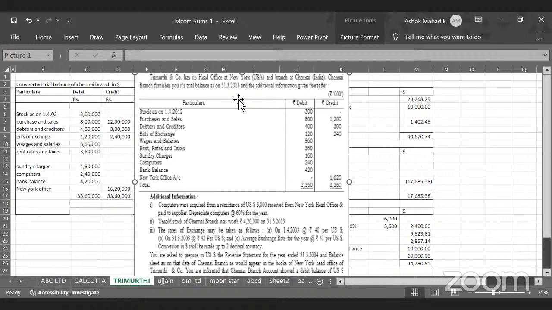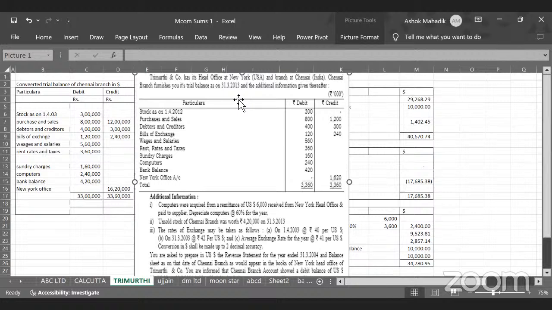Let me see a branch HO. Yeah, HO is in US and branch in Chennai, that is India. Branch furnishes its trial balance on 31st March 13 and the additional information is given thereafter. So we are given a trial balance which is in rupees. We have to convert that in dollars. Clear?